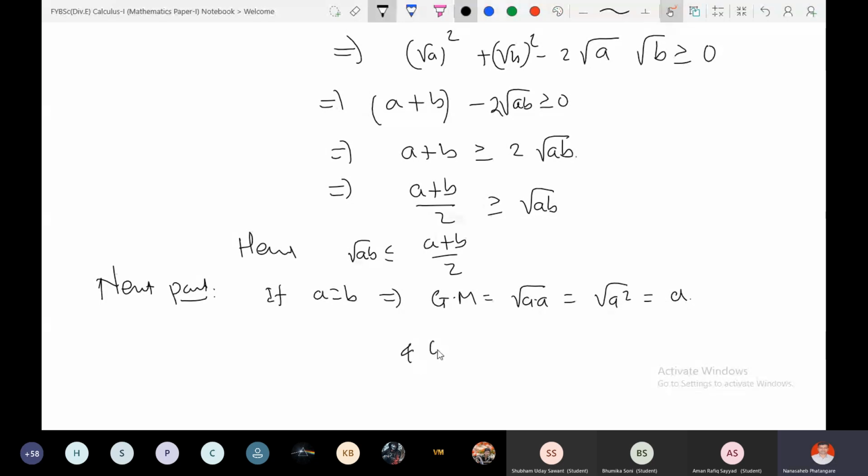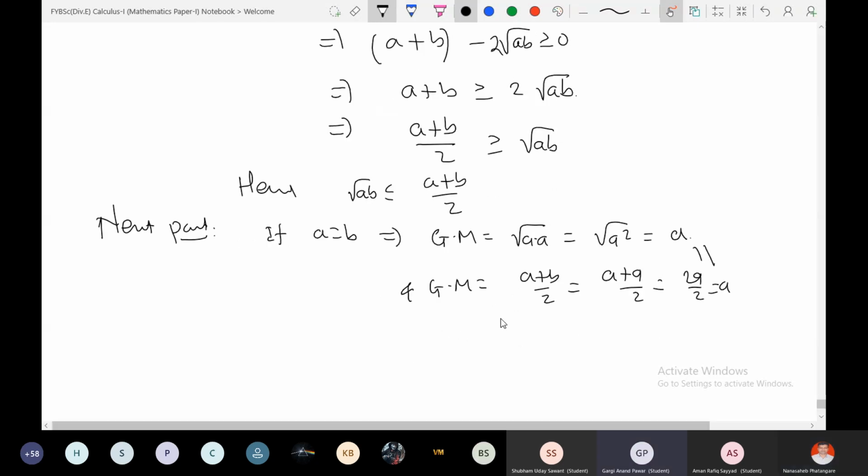And what is the geometric mean? A plus b by 2, but a and b are the same, so a plus a by 2, so 2a by 2, which is a. And what is the conclusion? Arithmetic mean is equal to geometric mean.